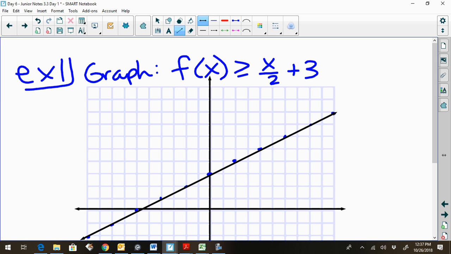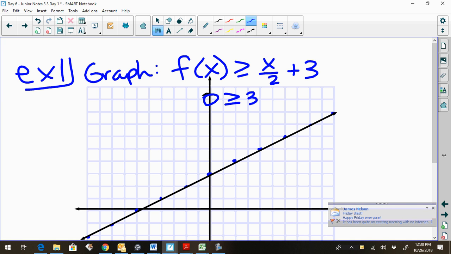And then we need to test where we are shading this function. So typically we've tested the point 0, 0. So I'll plug in that point. I have 0. Is that greater than or equal to 0 over 2 plus 3, which is 3? 0 greater than or equal to 3? The answer is no. So therefore 0, 0 is not a point. So I would shade up here.